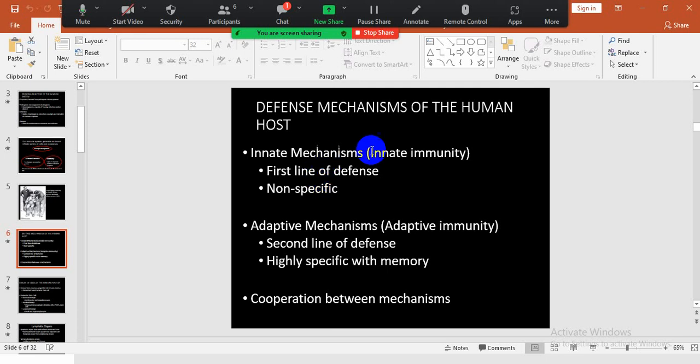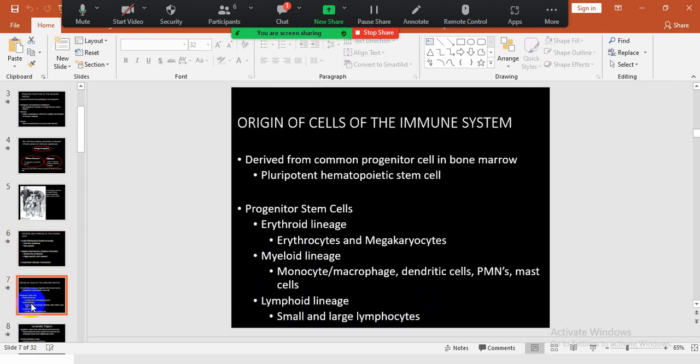So the innate mechanism is what? The first line of defense. It is non-specific. It's able to protect you against all microorganisms. But the adaptive mechanism is what? The second line of defense. It is highly specific and it generates memory, meaning that over here T lymphocytes are being produced, antibodies are also being produced, and they generate a secondary response. We'll be looking at secondary response in our subsequent lectures. So let's go to cooperation between mechanisms. Let's go to the next slide.